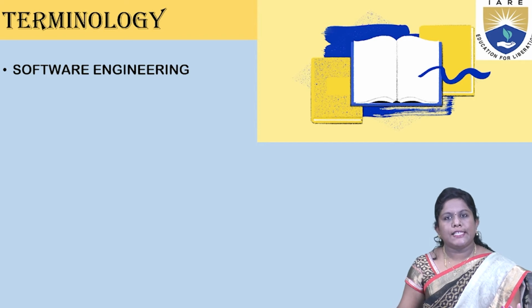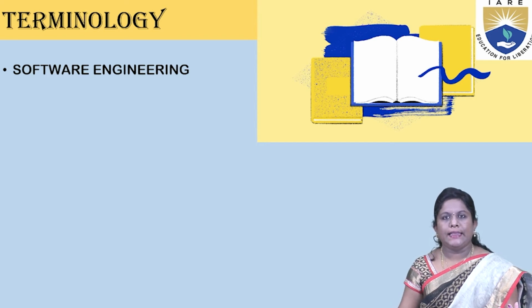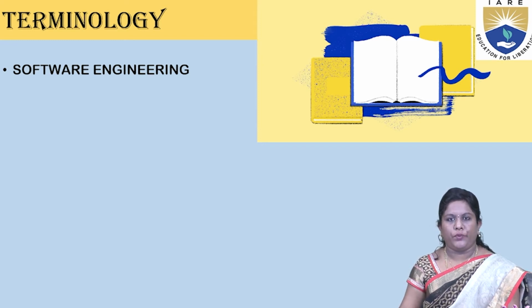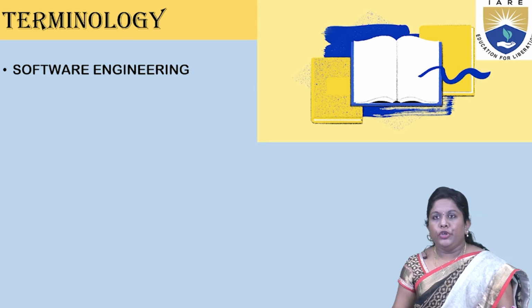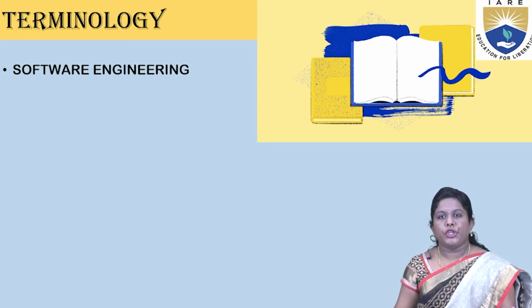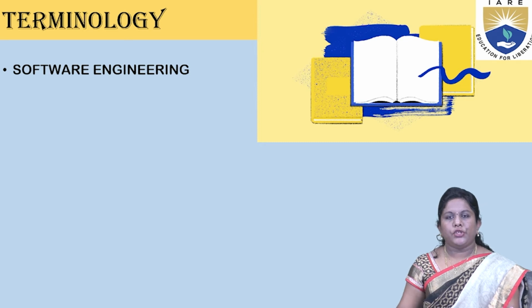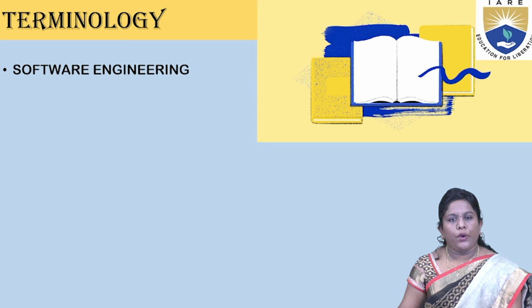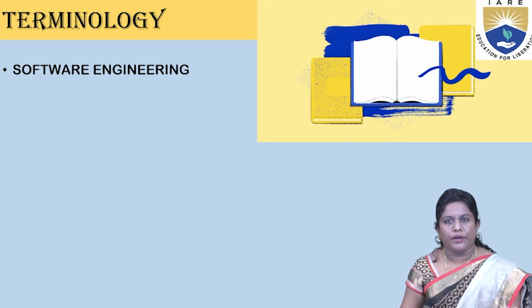Software is nothing but a set of programs, and these programs comprise a set of instructions, which form a software. And engineering is nothing but the use of scientific principles to build a model. So when we talk about software, there are two types of software. One is the application software and the other one is the system software, right?